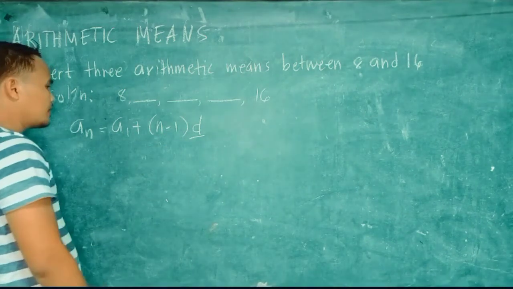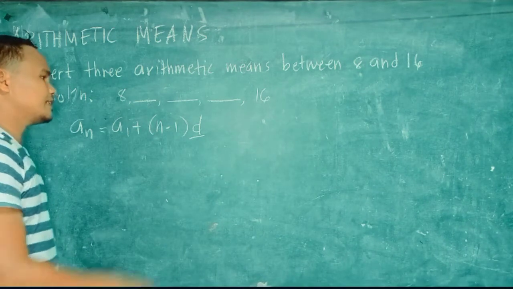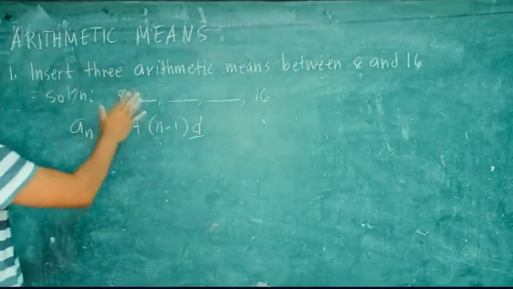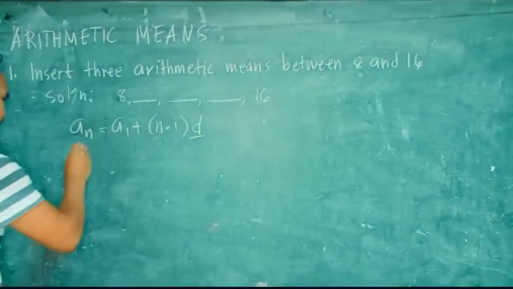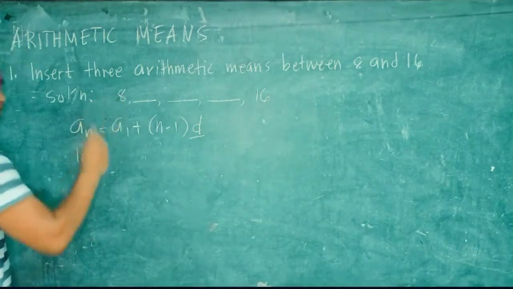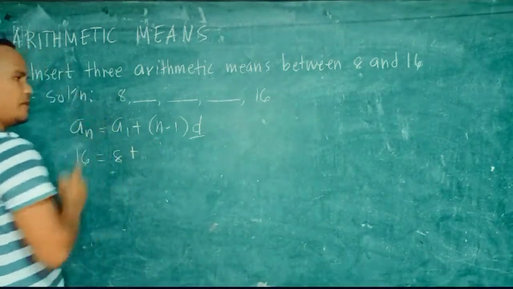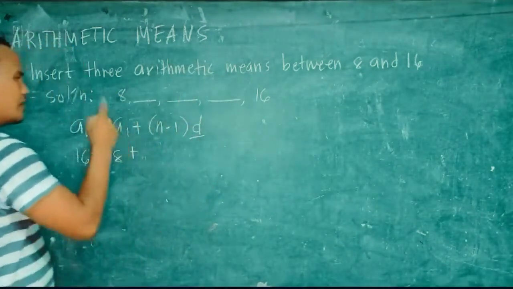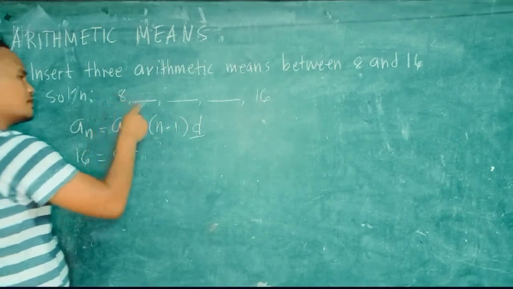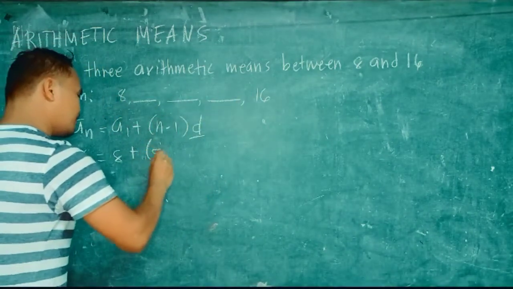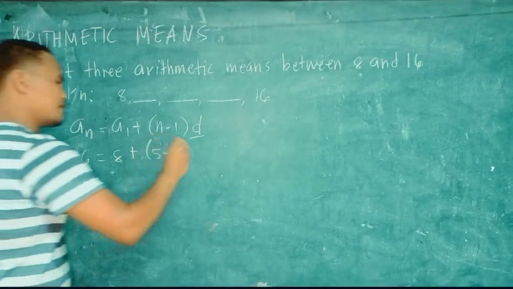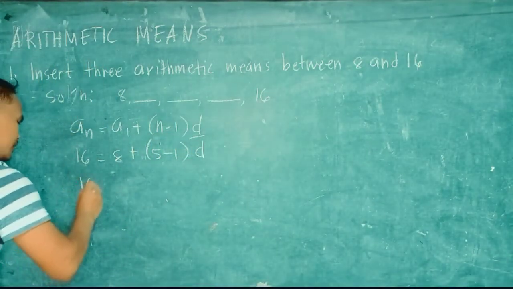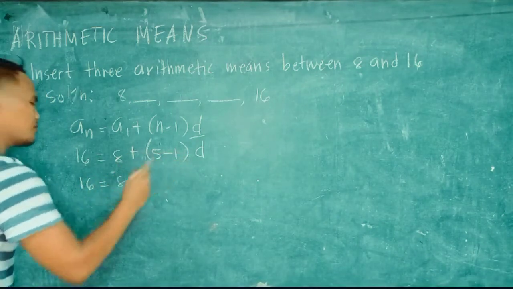So, we are going to find the common difference. How? By using this formula. In this sequence, the last term is 16. So, 16 equals the first term, 8, plus, how many terms do we have? Since we inserted three terms, there are 5 terms in all. So, 1, 2, 3, 4, 5. There are 5 terms. 5 minus 1 times d. Okay? So, 16 equals 8 plus 5 minus 1, that's 4d.